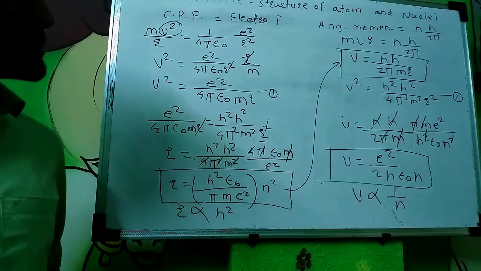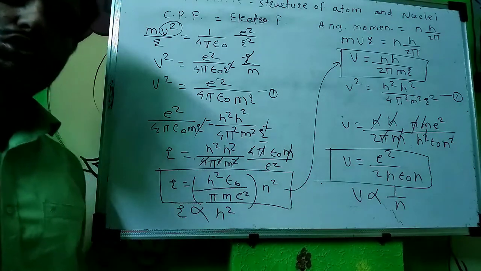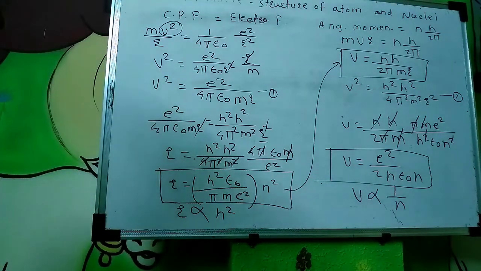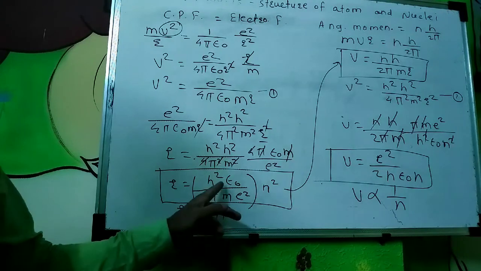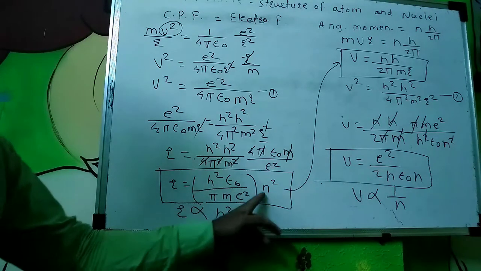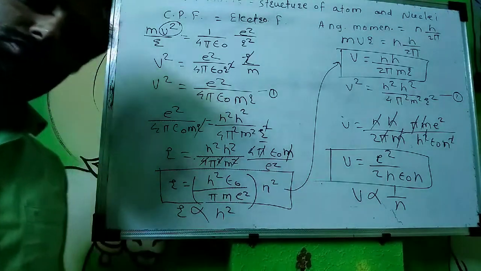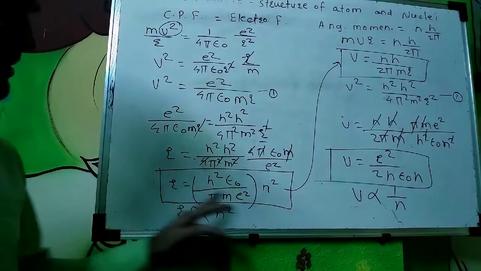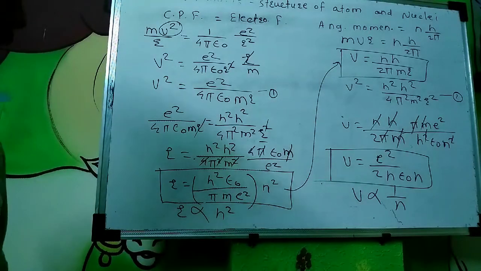In the previous lecture we determined the values of the radius of Bohr's orbit and the velocity of the electron. As you can see on the board, what is the radius of Bohr's orbit? It is given by the formula (4 pi epsilon naught h square upon pi m e square) into n square, where n is the principal quantum number, and the radius is directly proportional to the square of the principal quantum number.